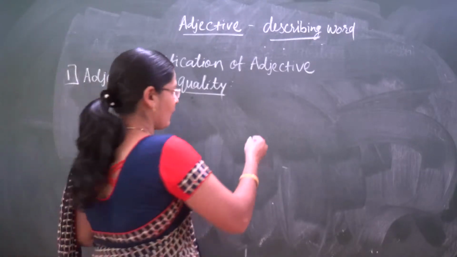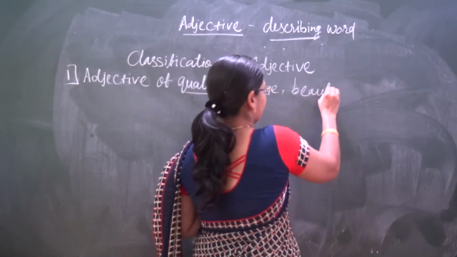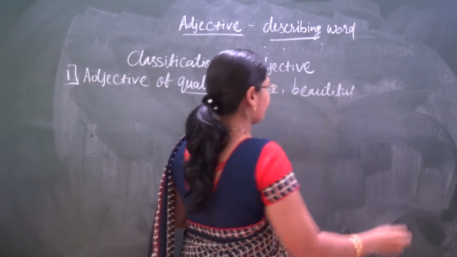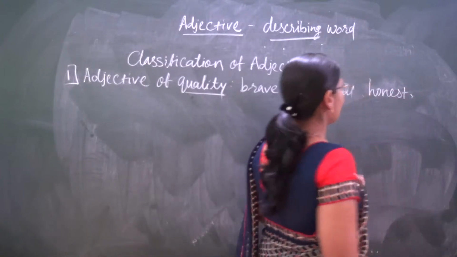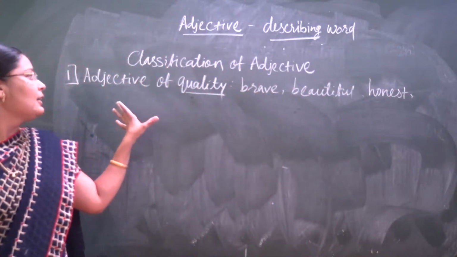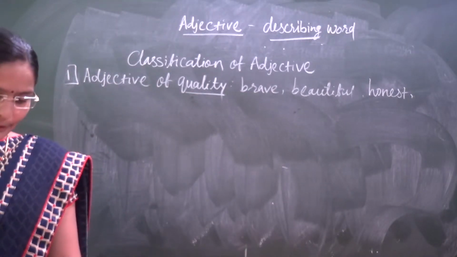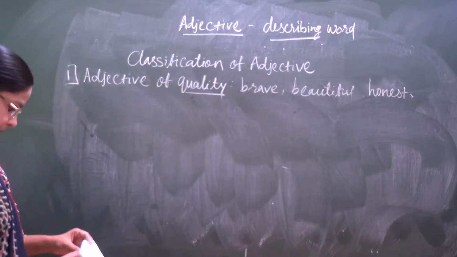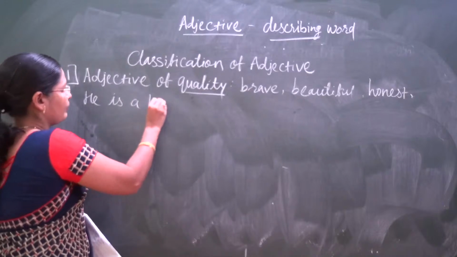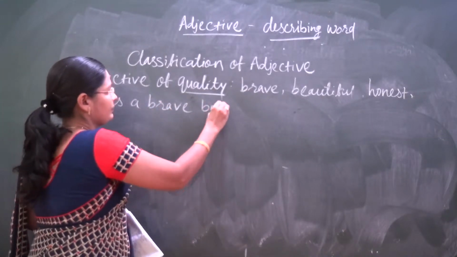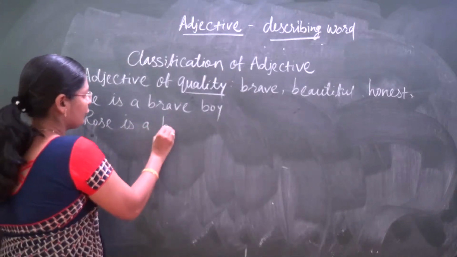For example, brave, beautiful, honest. So these all are the adjectives of quality. Let's take some examples for that. He is a brave boy. Rose is a beautiful flower.